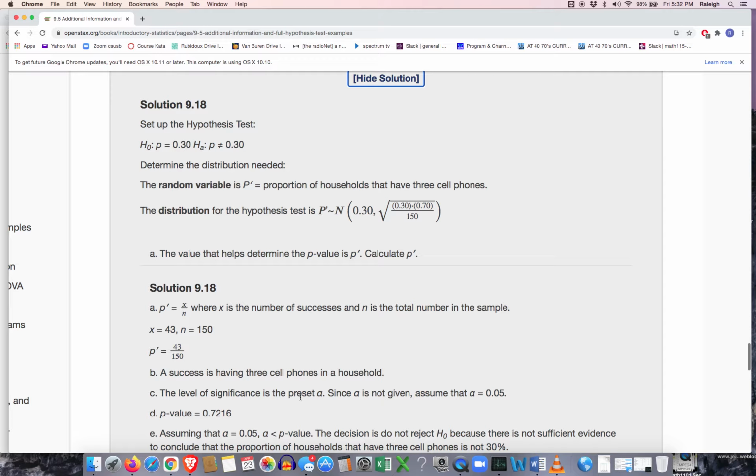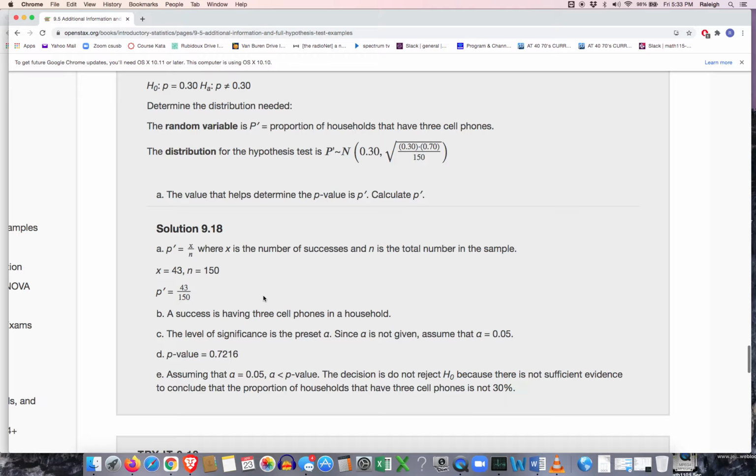Z would be p prime, which is about 0.2867, minus p, which is 0.30. It's a very small number, about 1% off. Actually, p would be 0.30. I got that reversed. 0.30 minus 0.2867 gives you about a positive 1%. Well, after you divide by the standard error, which is about 0.0374, you get a very tiny value of z, about minus 0.36. It's really plus and minus 0.36 for your z, and that's even narrower a margin than we had before.